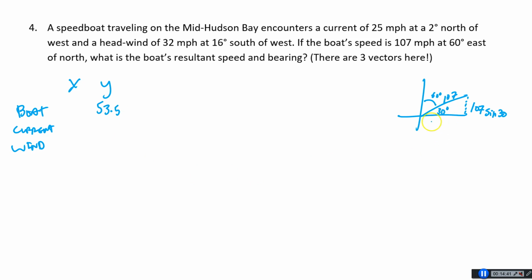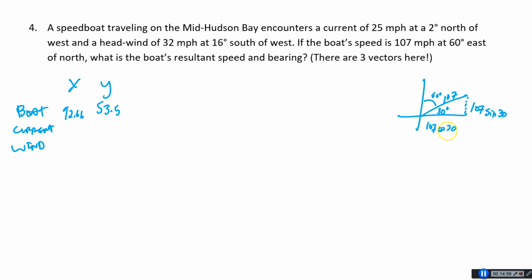And then x, so we're going to have 107 cosine of 30. Go to a calculator for that because 107 times root 3 over 2, I'm not really sure what that would be. Looks like that would be 92.66.